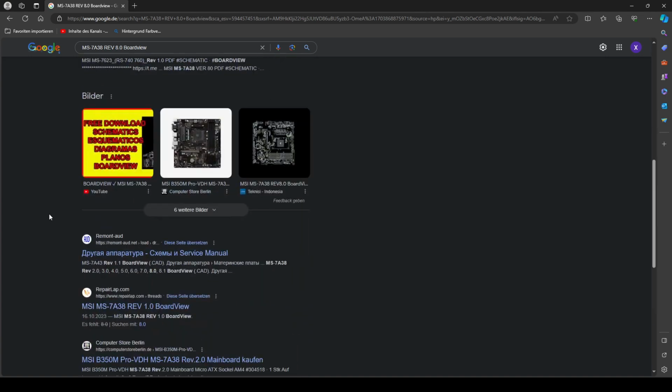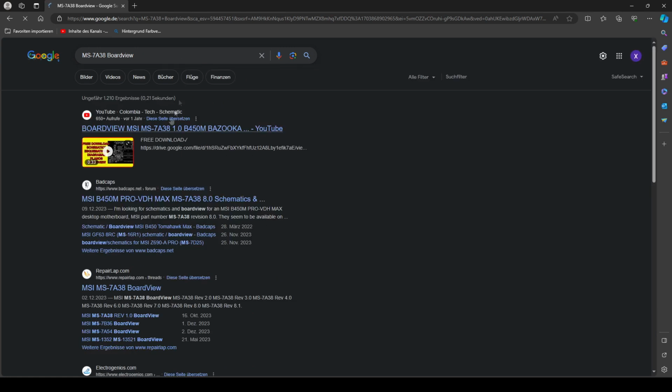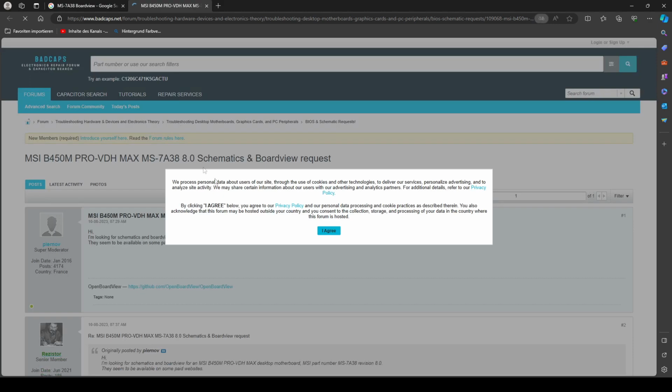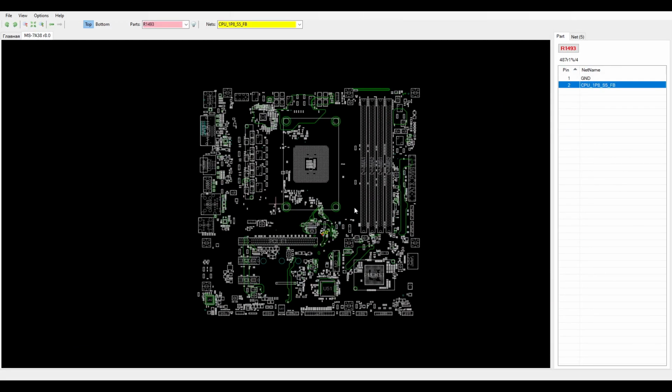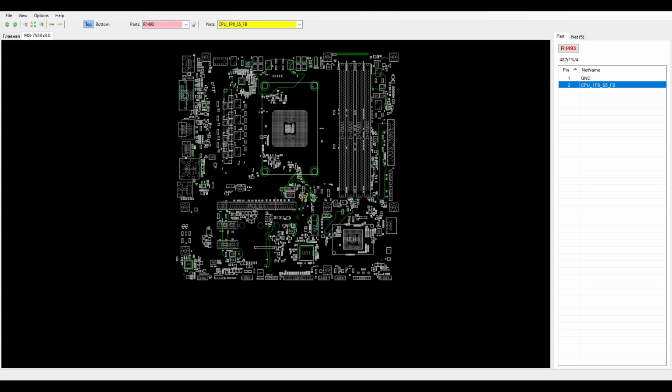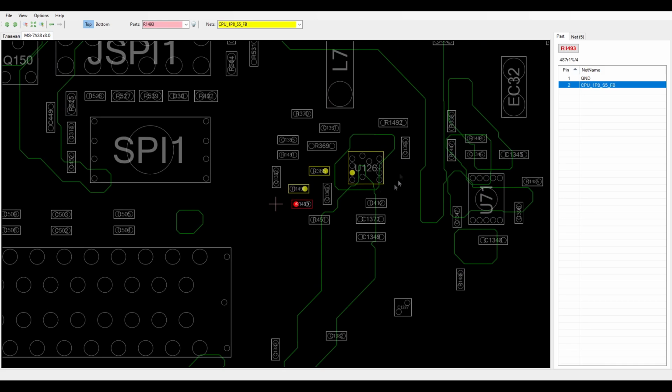But I found this board view on Badcaps forum, as you can see right here. There's our MSI B450M Pro VDH Max MS7838 8.0 schematic. And as you can see, there's a schematic that someone put down right there. And now we have our board view, as you can see. This is the board, and we go near the PCIe slot, which is right here. This is the buck converter I was talking about. This is the BIOS chip.